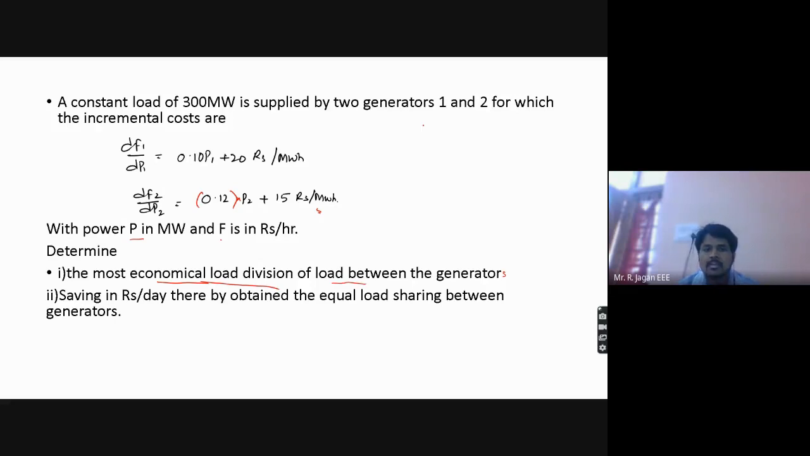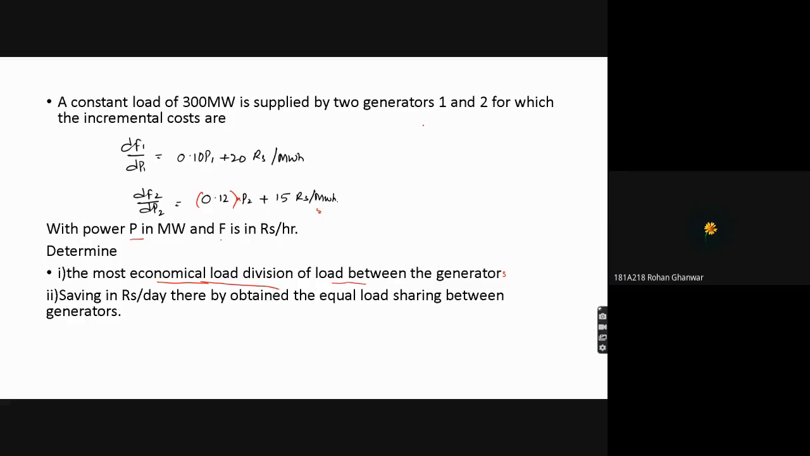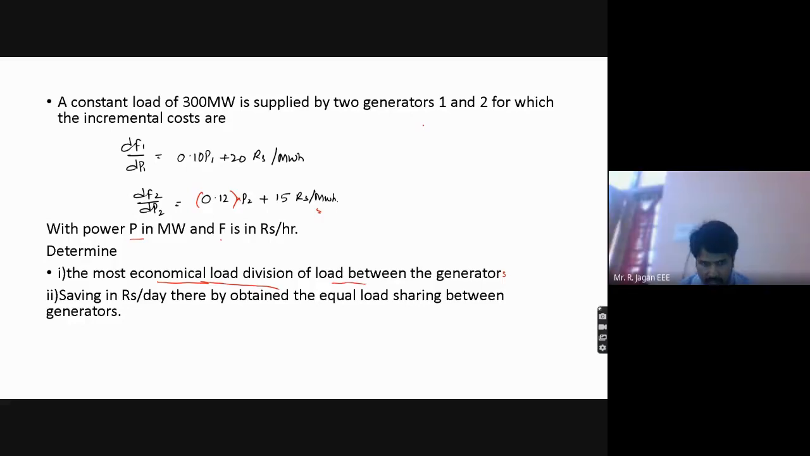Determine the most economical division of load between the generators. For this problem, what to do? Sir, minimum cost generation we should apply. Yes, that condition we have to apply. That means we have to equate these two expressions. So IC1 is equal to IC2, and you are going to find out the P1 value and P2 value. Yes or no?